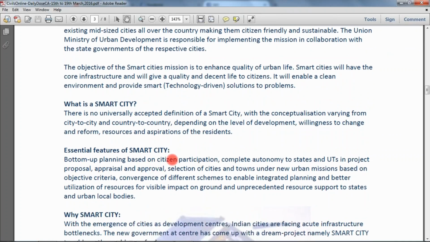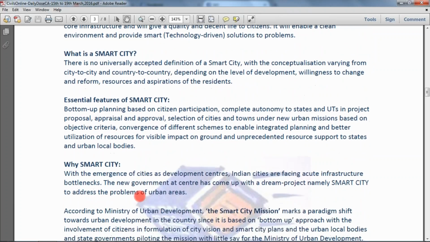So the essential features of a smart city in India are: bottom-up planning based on citizen participation, complete autonomy to states and urban local bodies in project proposal, appraisal and approval, selection of cities and towns under the new urban missions based on objective criteria, convergence of different schemes to enable integrated planning and better utilization of resources for visible impact on the ground, and unprecedented resource support to states and urban local bodies.